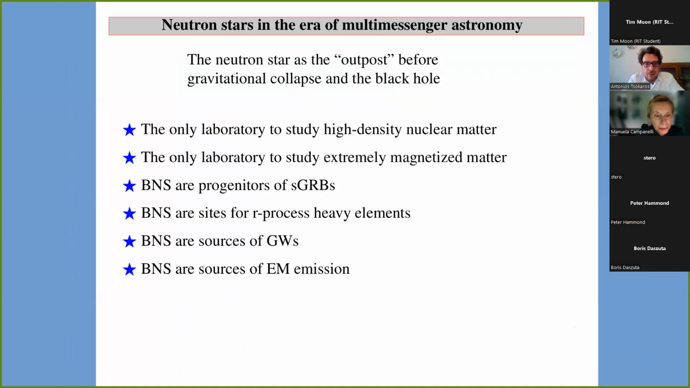I don't think that in this group of people I have to advertise why we study neutron stars or binary neutron stars, but let me quickly say that binary neutron stars are the only laboratory to study high-density nuclear matter and extremely magnetized matter. Binary neutron stars are progenitors of short gamma ray bursts, the sites of production of heavy elements, sources of gravitational waves, as well as sources of electromagnetic emission.